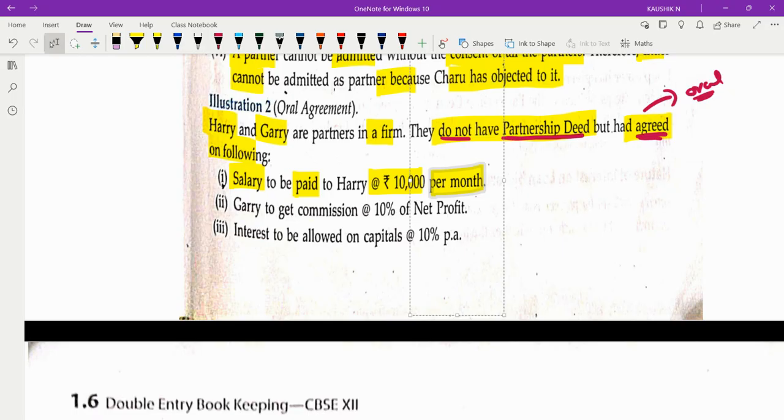No problem. Let's understand. Even if you give a wrong answer, you're going to learn. You are in a learning process only. It is not a test to test your accuracy. The first point is talking about salary to be paid to Harry at the rate of 10,000 per month. Now tell me whether it is allowed or it will not be allowed.